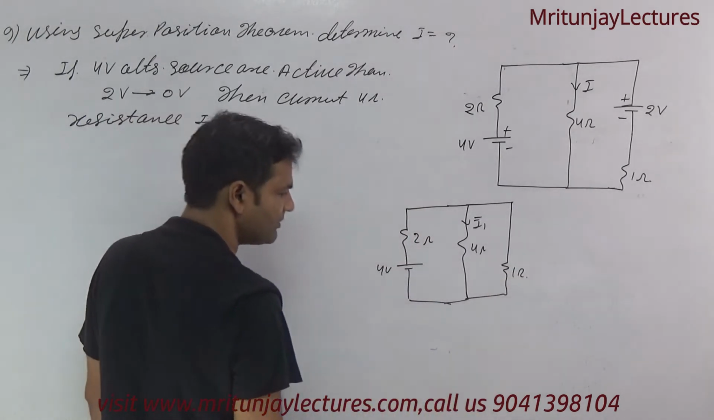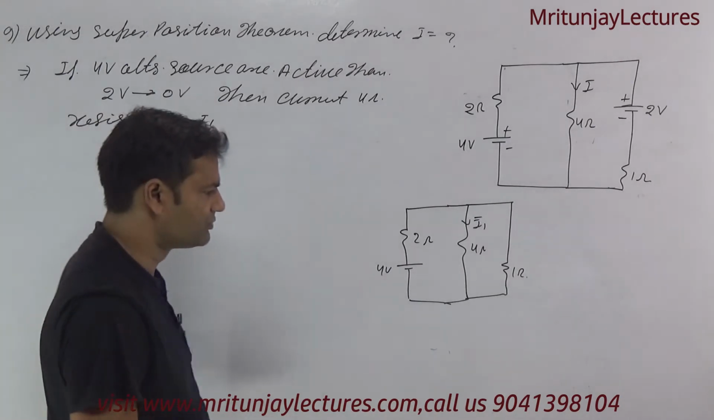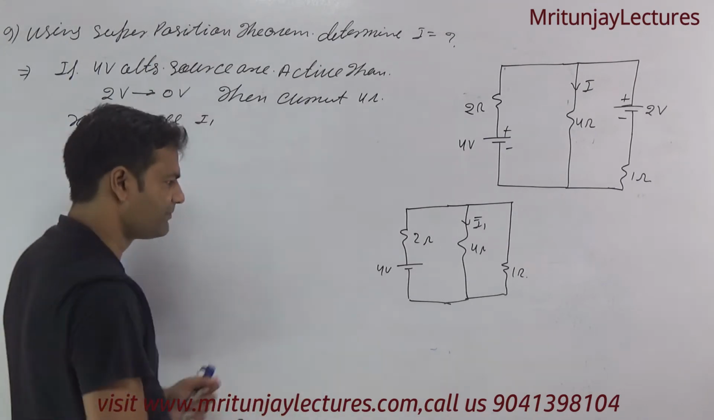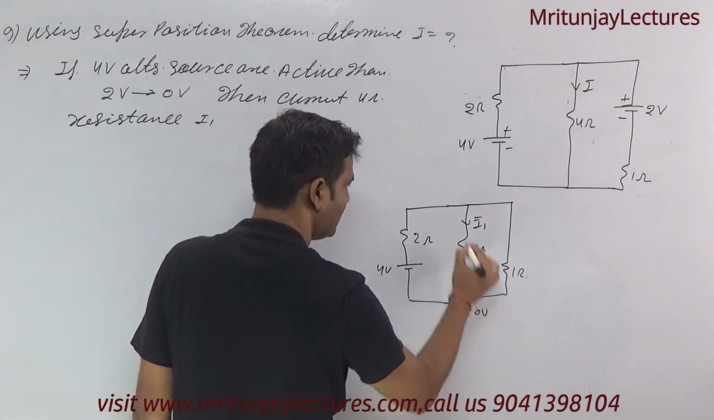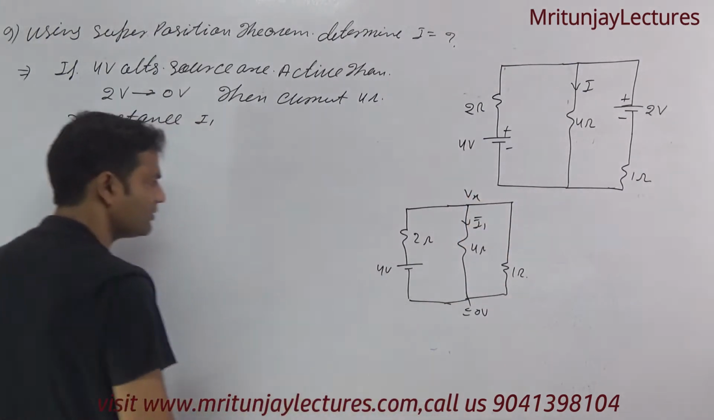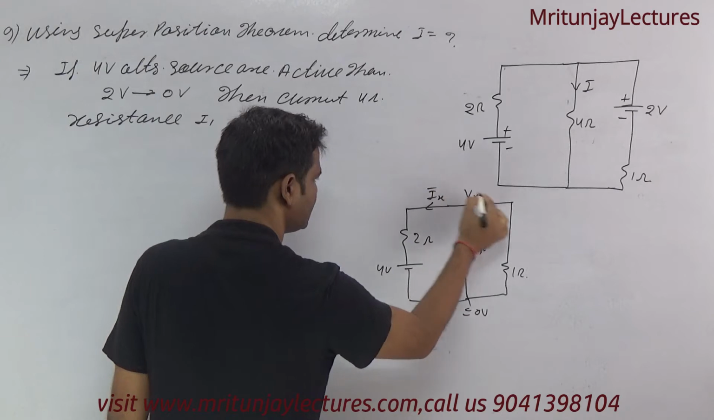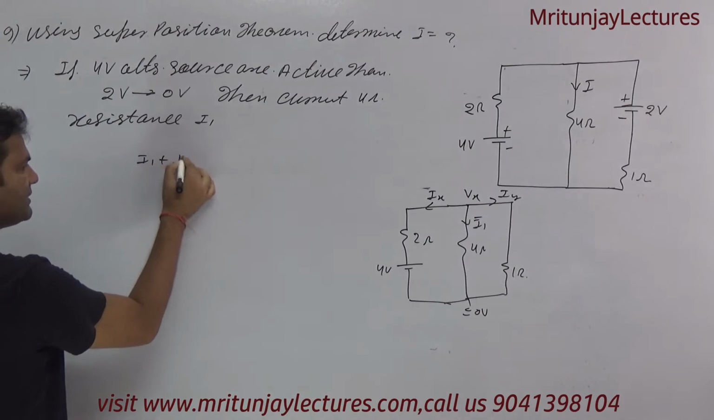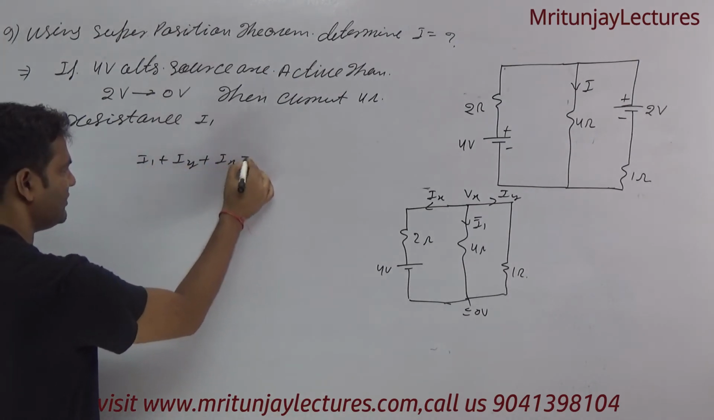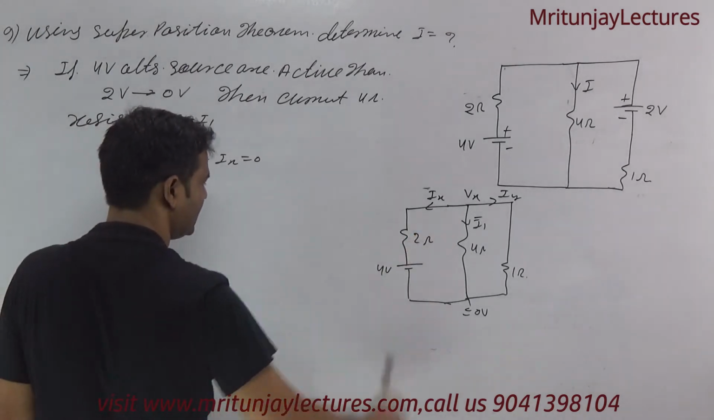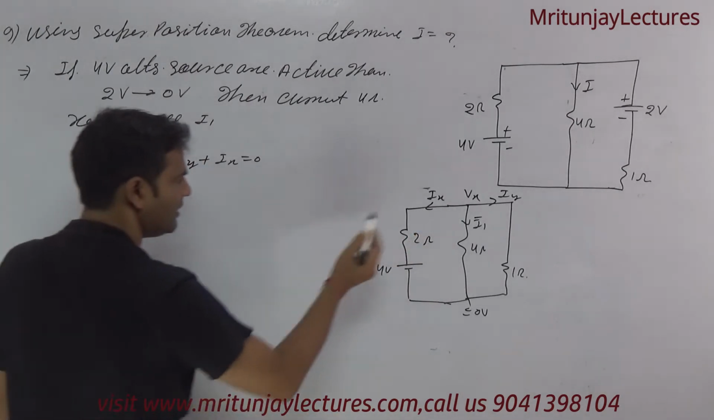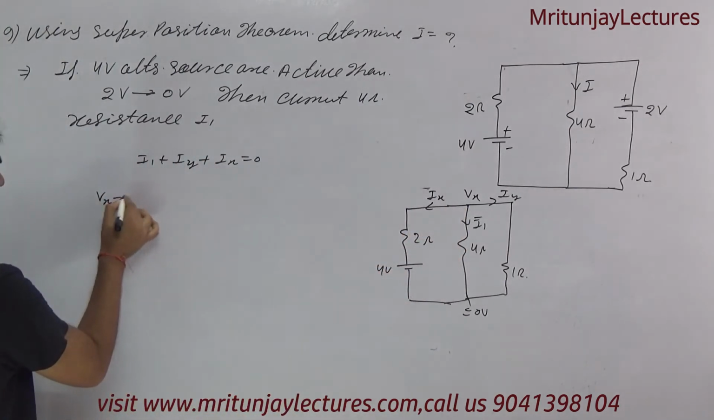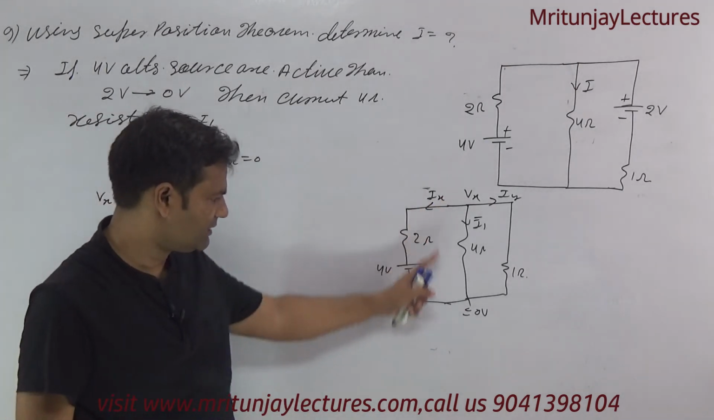So how can we determine I1? You can use source transformation or nodal analysis. That is 0 voltage, that is Vx. That is Ix, that is Iy. Apply KCL: I1 plus Iy plus Ix is equal to 0 at node Vx. So what about Ix? Ix is written as Vx minus 0. I have already done this. Vx minus 0.